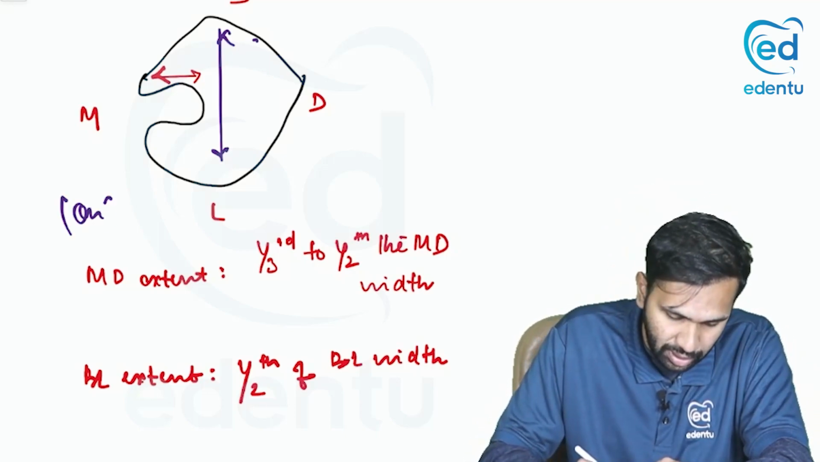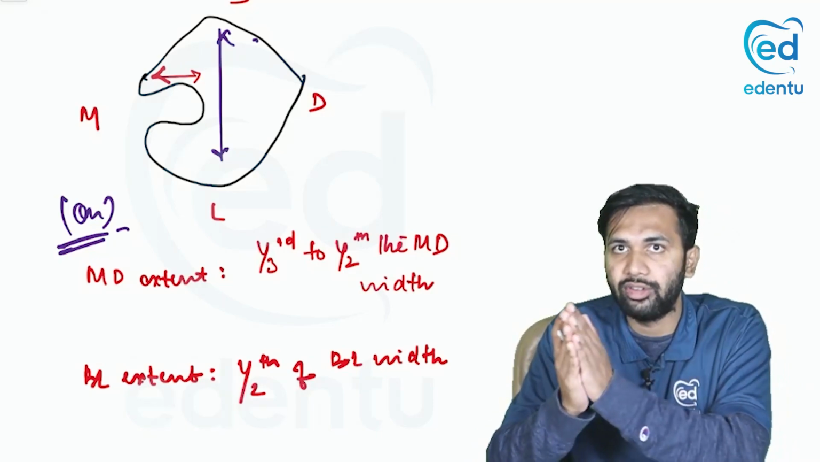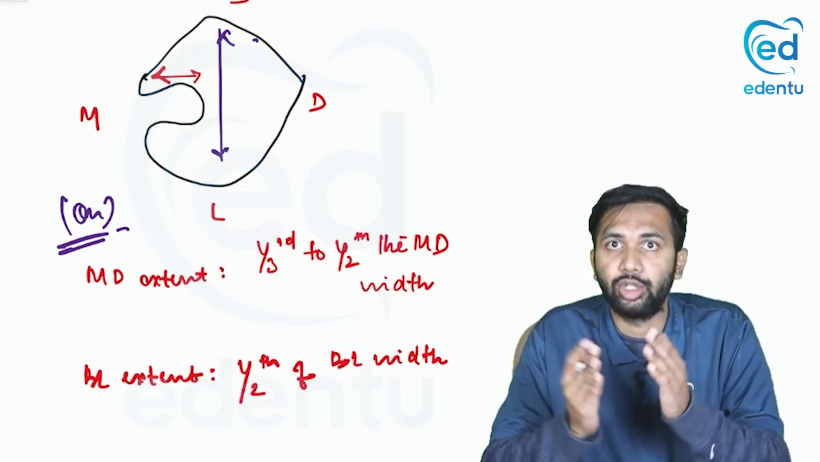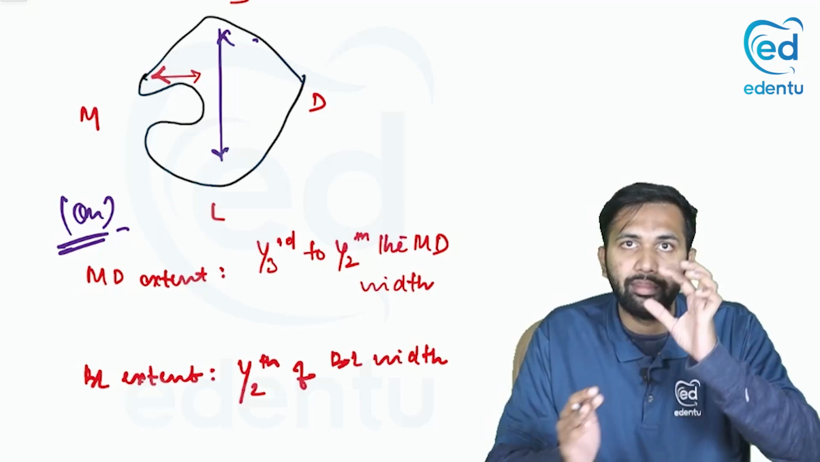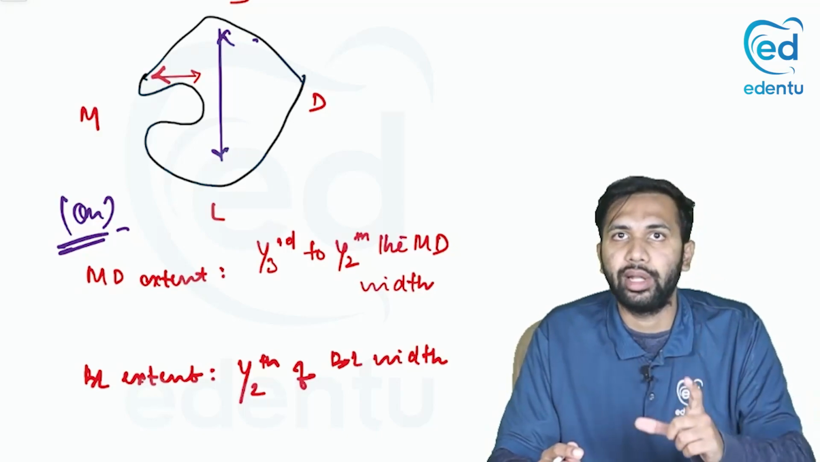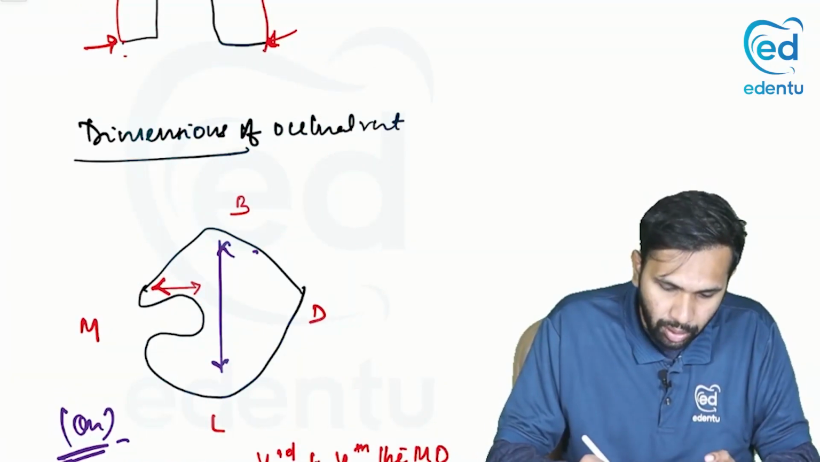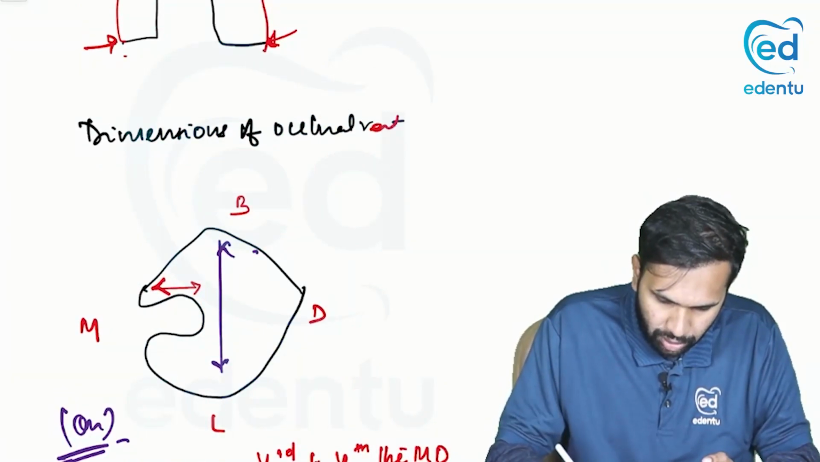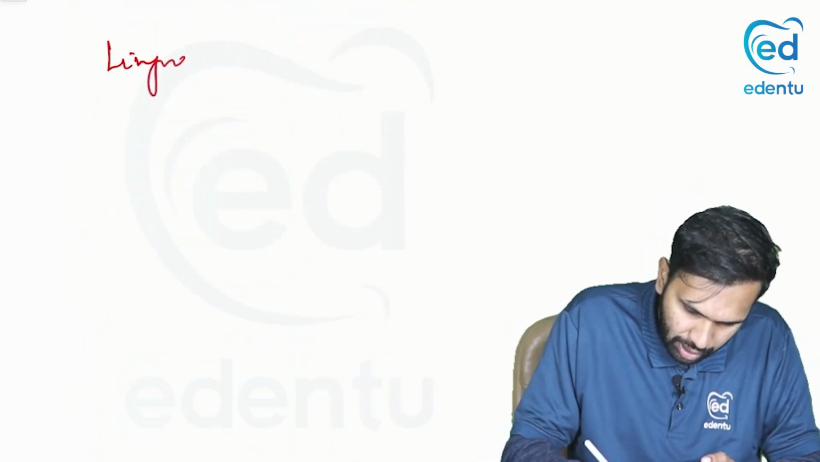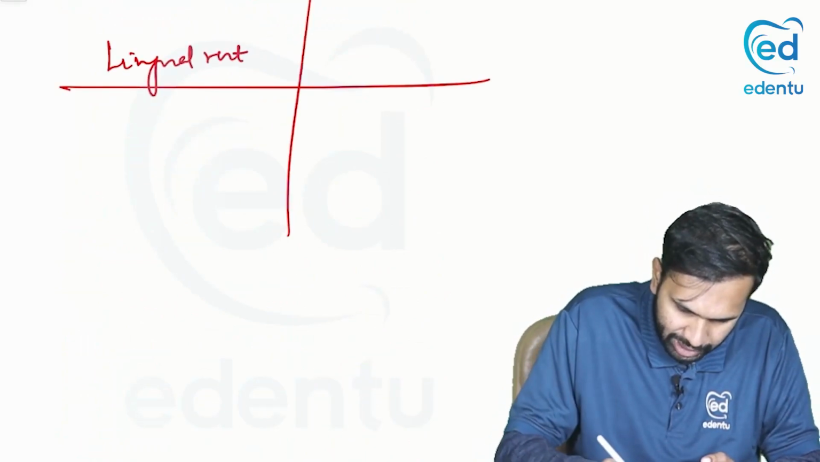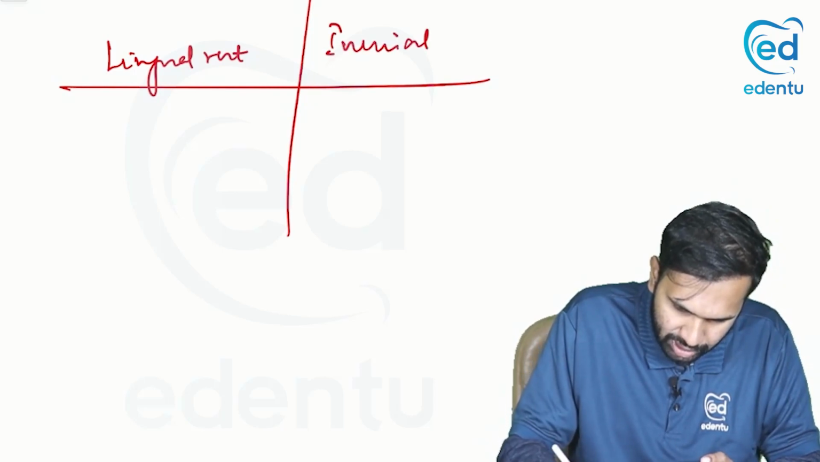Mesiodistally, 1/3 to half of the total mesiodistal width of the tooth. That should be the dimension of your rest seat. Buccolingually, half of your total buccolingual dimension of the tooth. These are the dimensions of your occlusal rest, right? Whereas the dimensions of your lingual rest and your incisal rest, not important, but still.